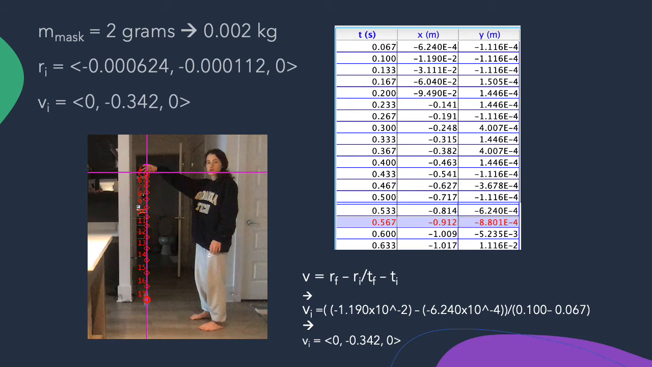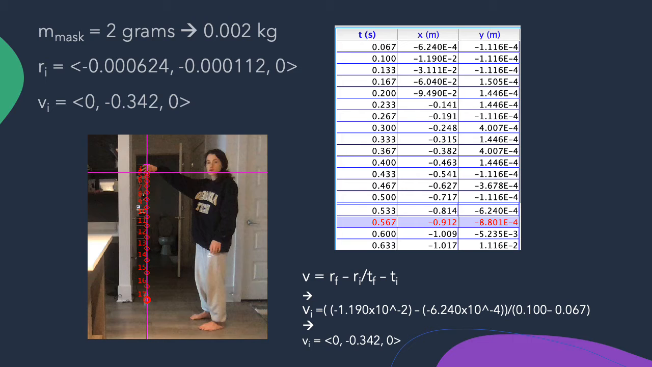The mass of my object was 2 grams, which converted to SI units is 0.002 kilograms. You also see here my initial position and velocity for the model. I calculated both of these using the tracker application.